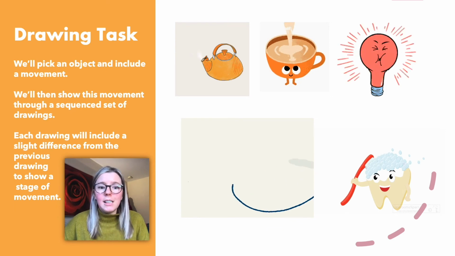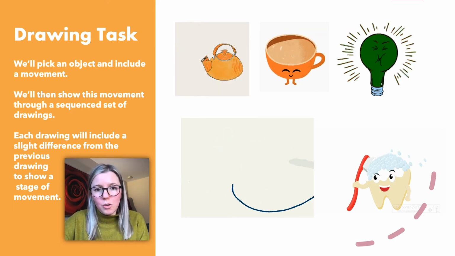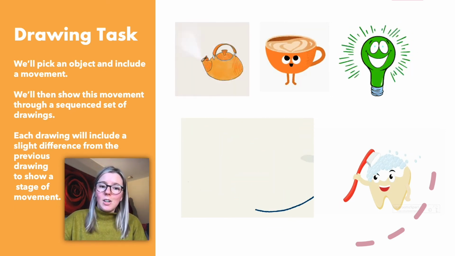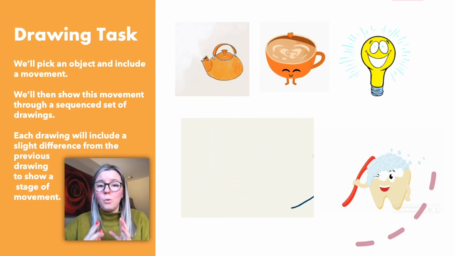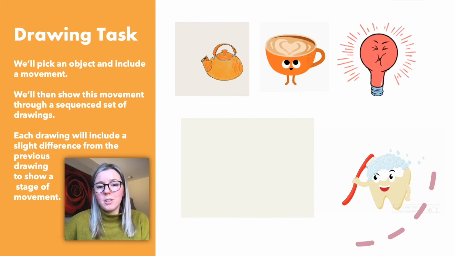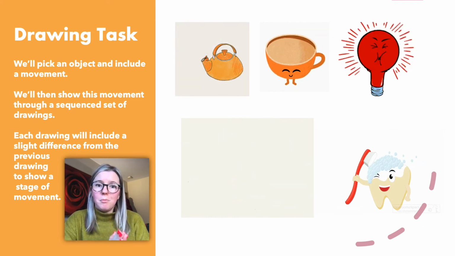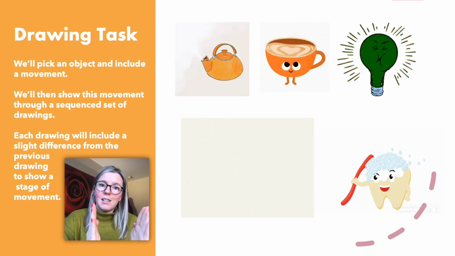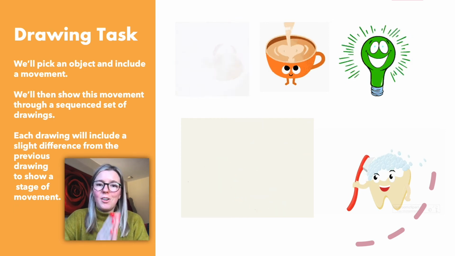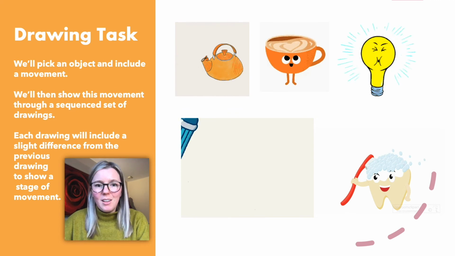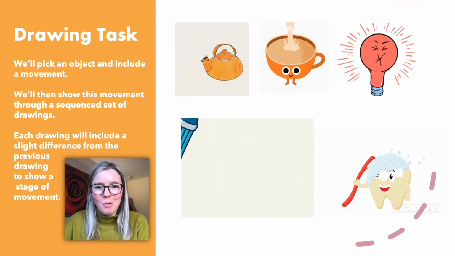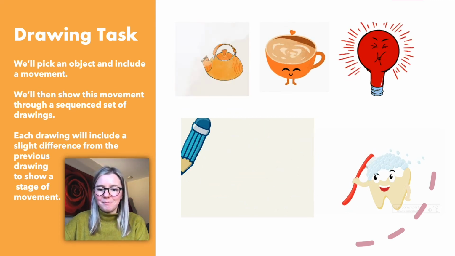And then finally, we go in to do each drawing will include a slight difference from the previous drawing to show those different stages of movement. So we go into freeze the movement and then do the next little bit of movement, frozen, showing the difference through the sequence of drawings. This should make a bit more sense in my demo video on the next slide.